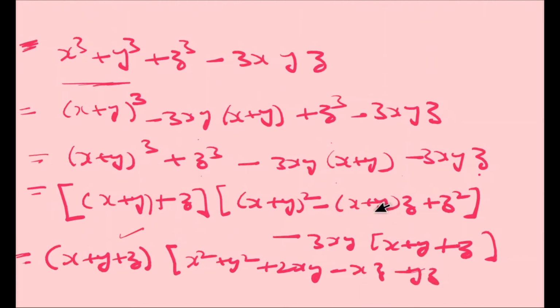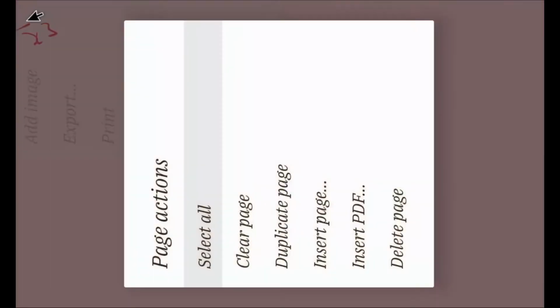Minus is here, sign will be changed, plus z square, and here minus 3xy minus 3xy. So what is left? The formula x square plus y square plus z square minus xy, minus yz and minus zx. So what is the formula of this? We get the formula is x cube. This you have to learn.